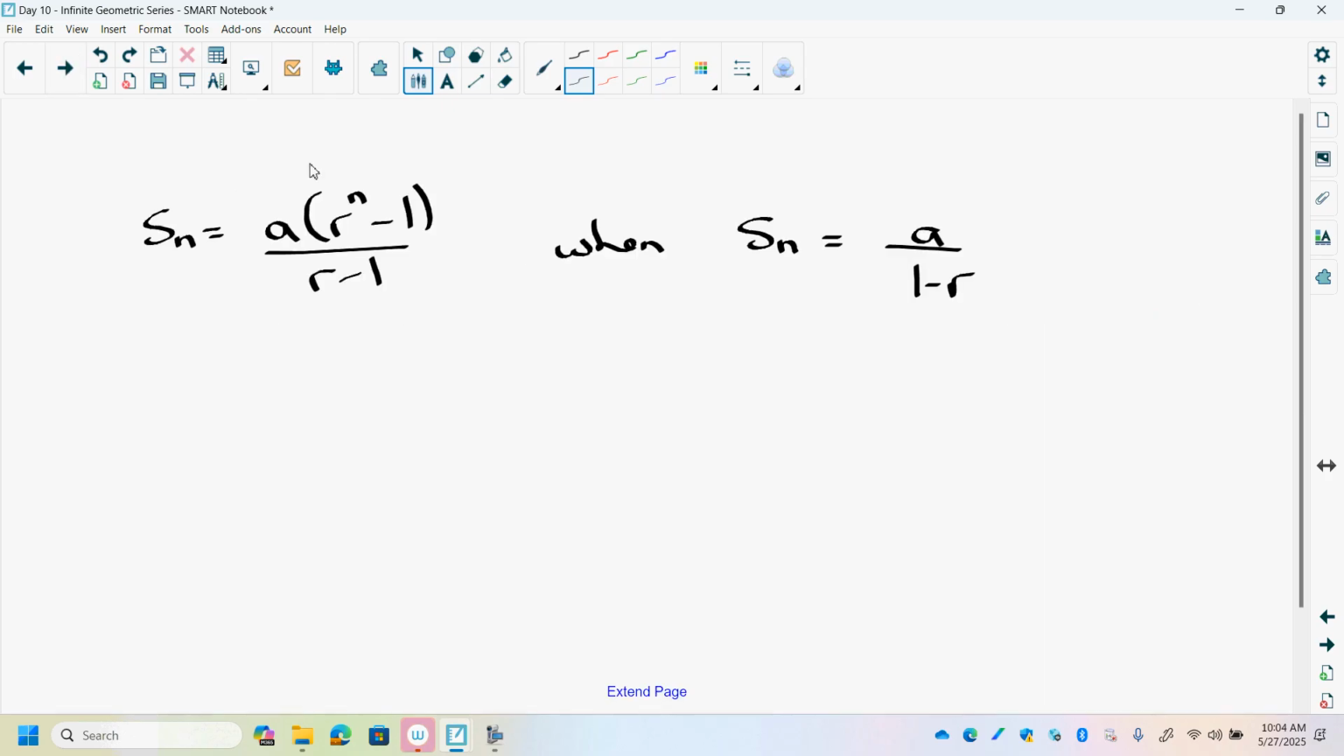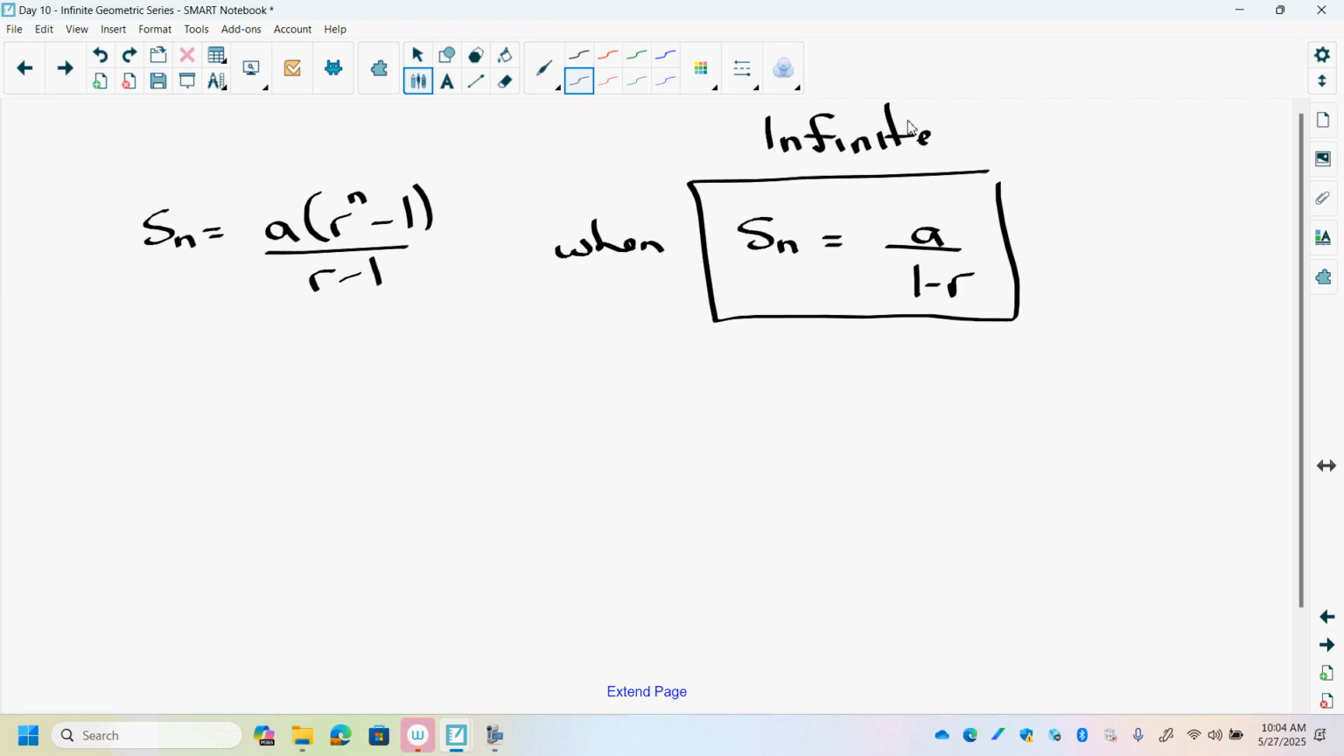So again, just to reiterate, this is for an infinite sum. You can only use this one if it's an infinite sum. And it only works if your R value is greater than -1 but less than +1. You could still have an R value of 1/2 and use this formula. The question would just ask you to find the sum of the first 5 terms. Okay?